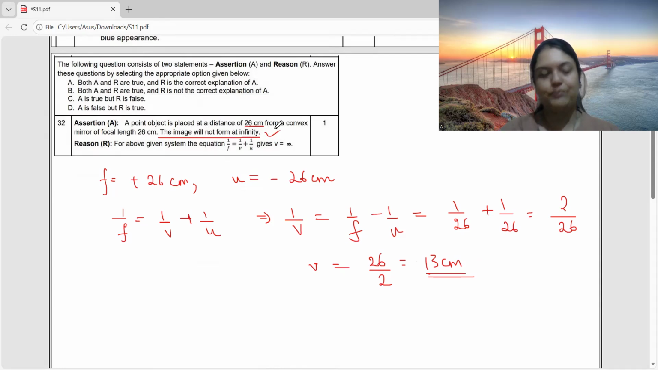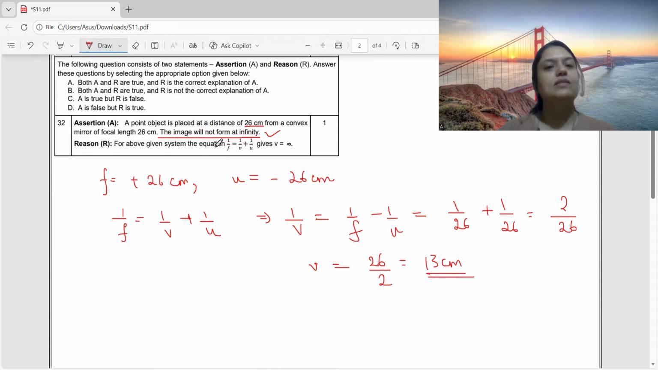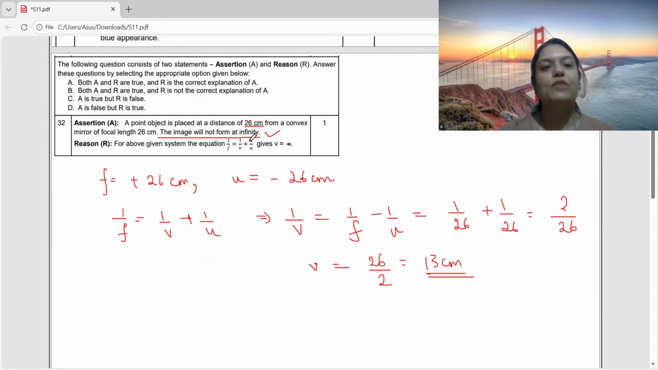From the above system, the equation 1 by f is 1 by v plus 1 by u gives v is equal to infinity. So obviously v is not giving us infinity. So obviously this is wrong, right? So the correct option will be A is true, but R is false.